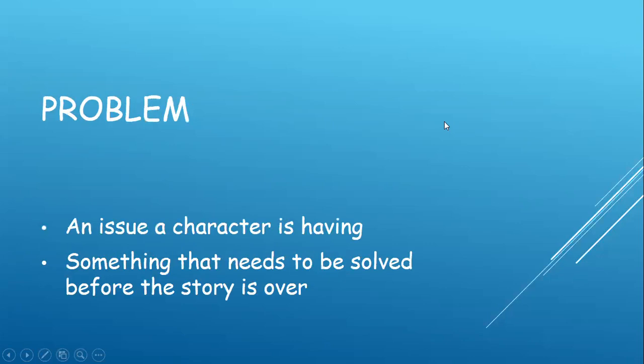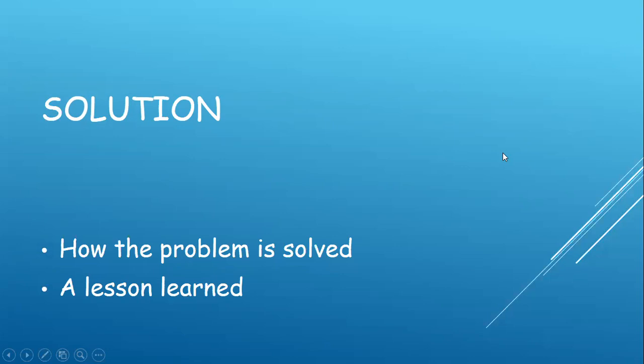A problem is an issue a character is having or something that they are facing that they need to overcome. Usually we want the problem to be solved before the story is over so that we can have a nice, happy ending. The solution is how the problem is solved or a lesson that the character learned throughout the story.